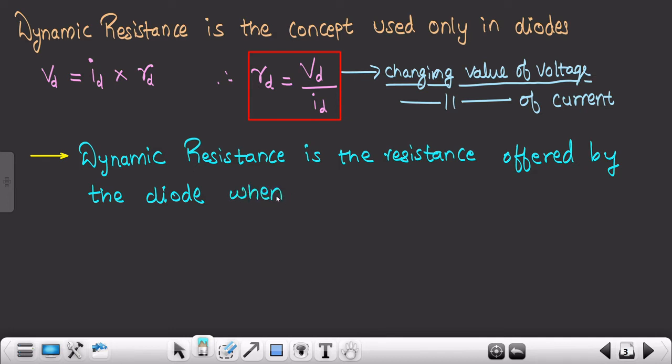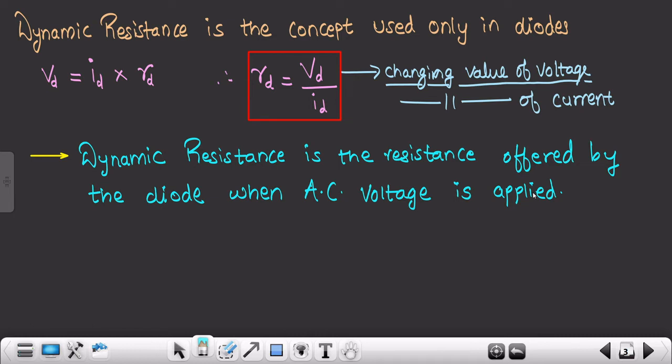When AC voltage is applied, great. So this is the fundamental definition of dynamic resistance. And most of the students fail to understand this particular concept in depth. They don't know what dynamic resistance is and why we are using it. So the actual meaning of dynamic resistance is what?